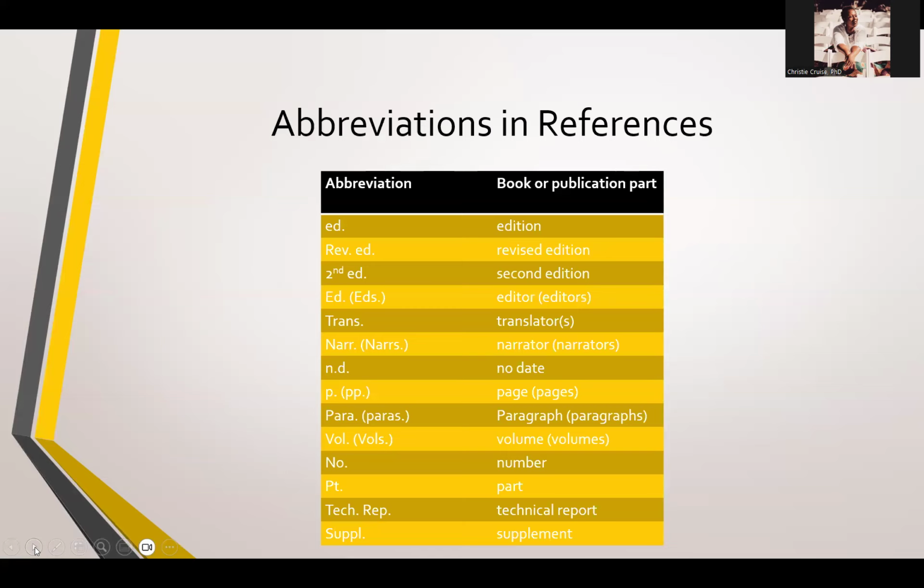Abbreviations and references. So there are a number of abbreviations that you're going to use in your reference list. These are the most common of those abbreviations. ED for edition, revised edition, second edition, editor or editors, if it's a work in translation, if there's a narrator or narrators, no date, the page, or if there's multiple pages, the paragraph, if you want to cite specifically the paragraph, the volumes or volumes, number, part, if it's a technical report, or if it's a supplement. And again, these are included in your APA manual for quick reference.